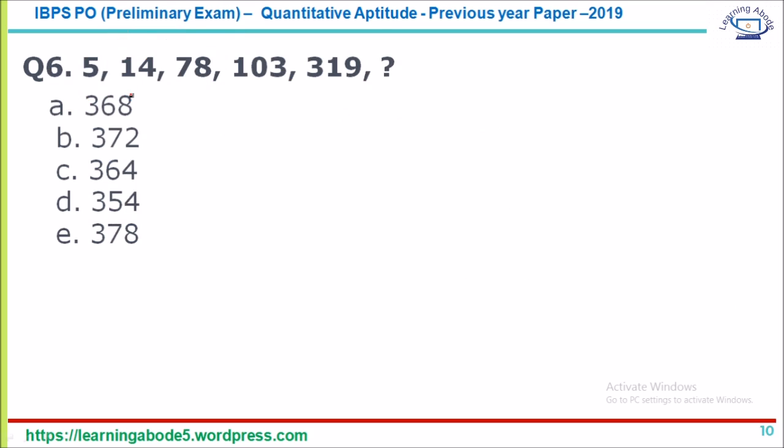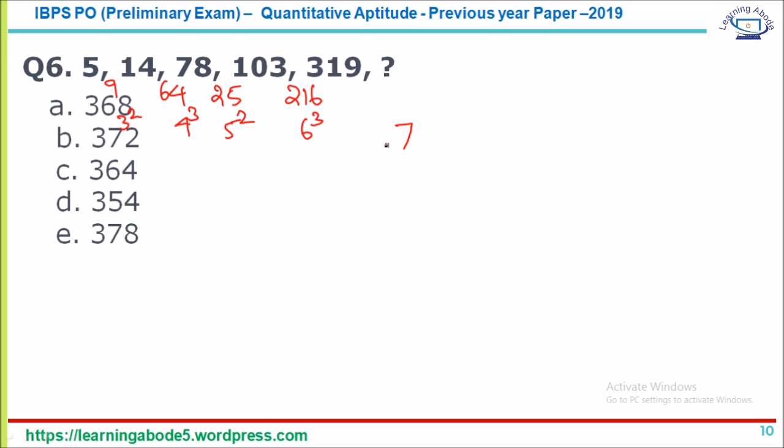Question number 6. I have 5, 14, 78, 103 and 319. Here the difference is 9. Here the difference is 64. Here the difference is 25. Here the difference is 216. So now this is 3 square difference. Next is 4 cube, 5 square, 6 cube. So it is 3, 4, 5, 6.